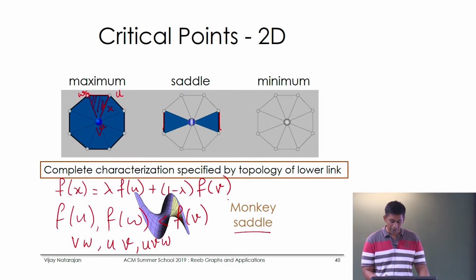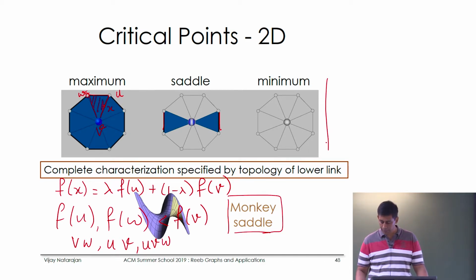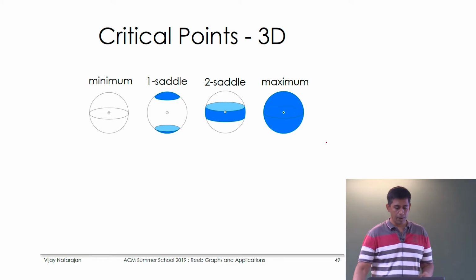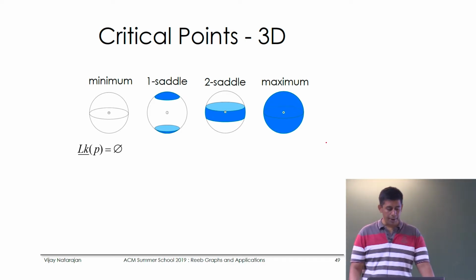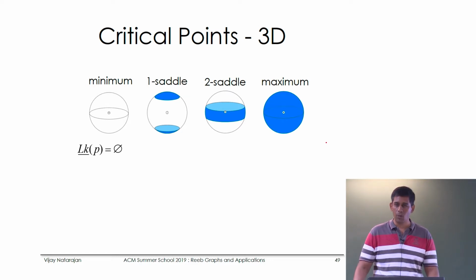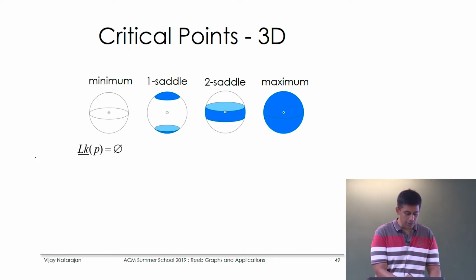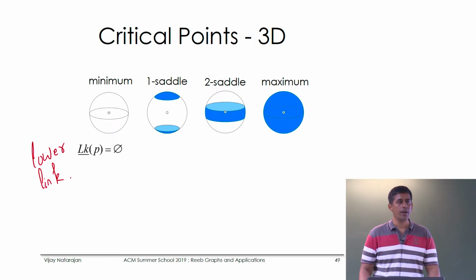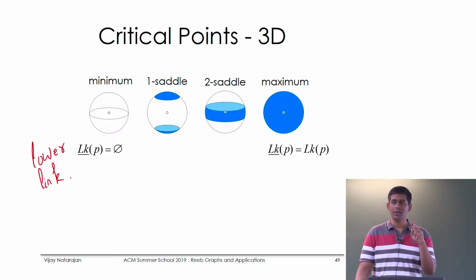So all I am saying is that there are difficulties, but they can be handled in a uniform manner. Okay. Let's talk only about the simple cases. So, 3D minimum can have no components of the lower link. So, the lower link is just shown this way. So, this is just lower link. Okay. This is empty, right. So, 0 connected components. How about the maximum? The lower link has one connected component and it is a sphere.